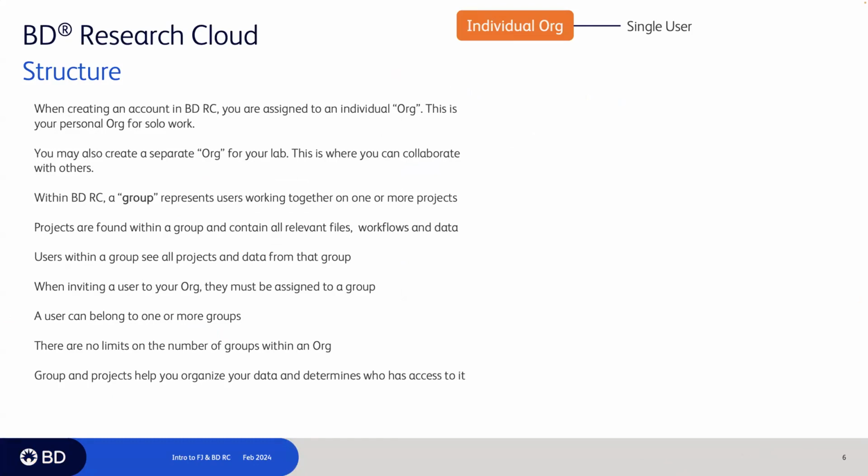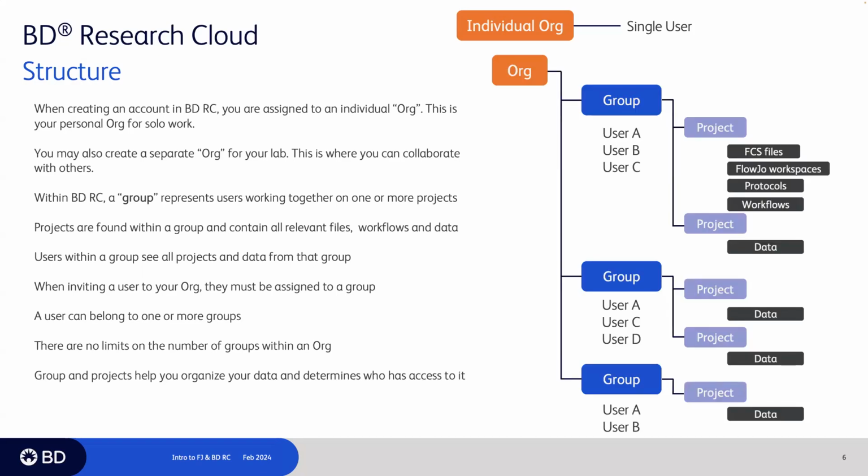So now looking a little bit at the structure of BDRC and how those are organized. When you first create a BDRC account, you're assigned to an individual org. And like I said, this is your personal org where you can do some solo work and explore the features in BDRC. But if you want to collaborate, then you'll want to create a separate org for your lab. And this will open up some features there.